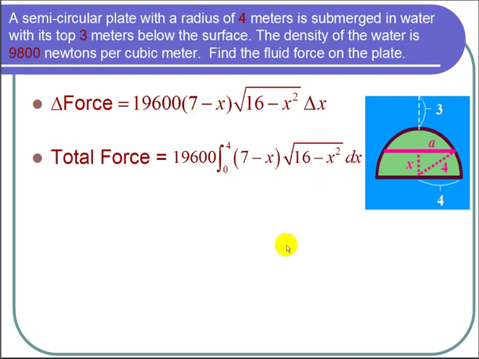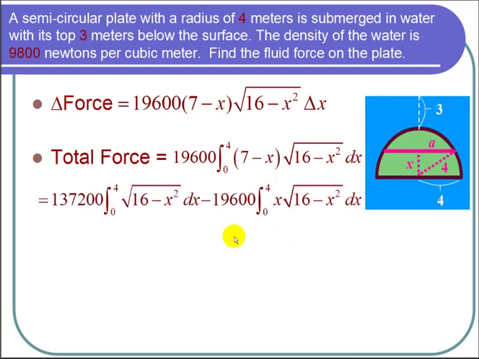To work that out, I'm going to break this up into two integrals. First, that's 7 times all of this, and 7 times 19,600 is 137,200, and I have the square root left. And then I have minus the x times the square root. This first integral, the integral from 0 to 4 of the square root of 16 minus x squared, is just the area of the quarter circle of radius 4.